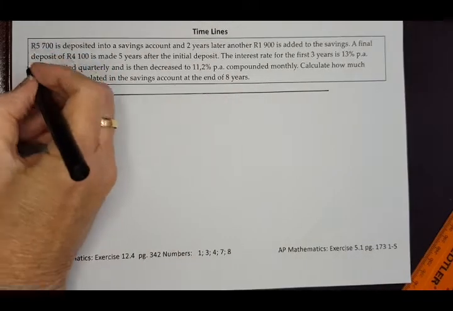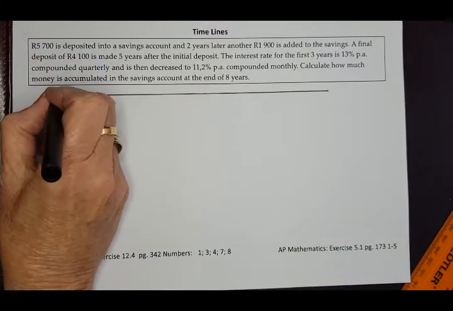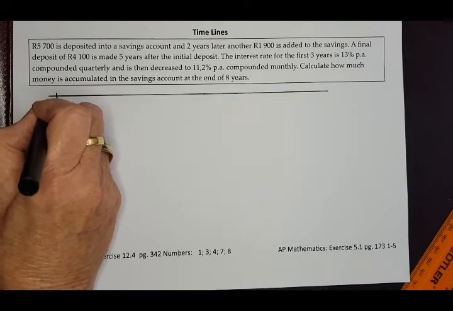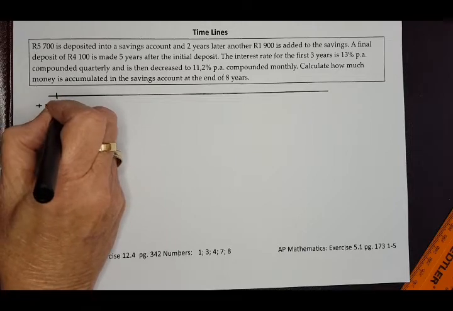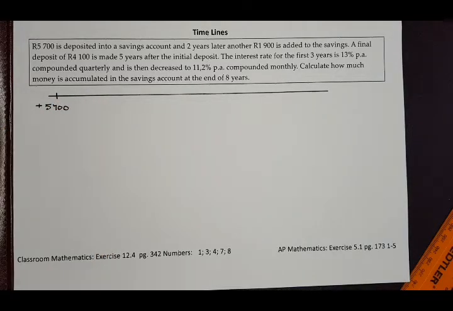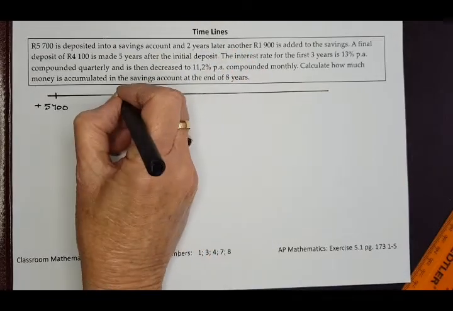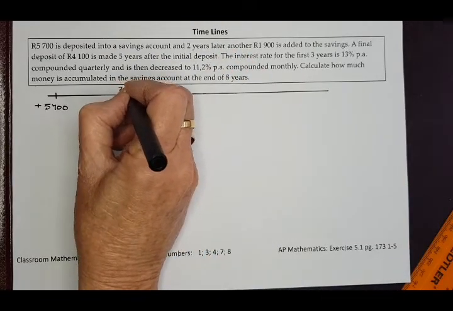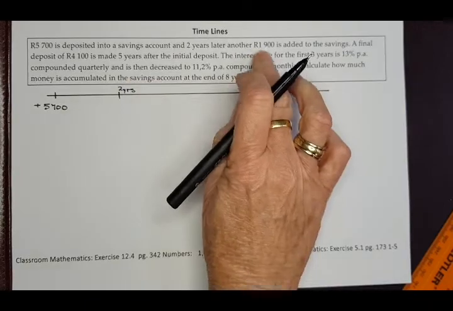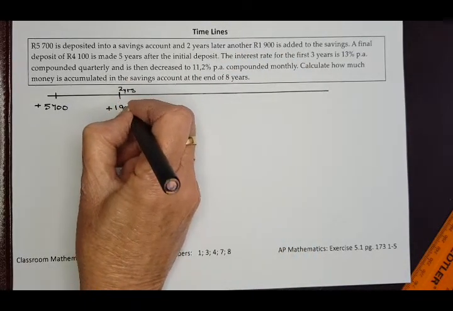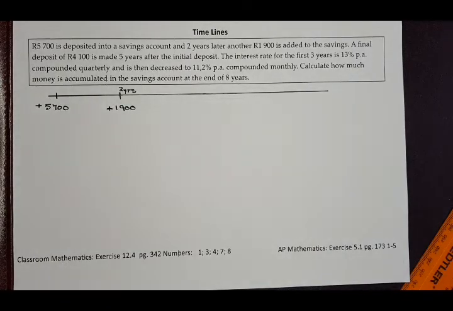Okay, so the first thing we know is that starting at the beginning of our timeline, we deposit 5,700 Rand. 2 years later, okay, so after a period of 2 years, another 1,900 is added to the savings.